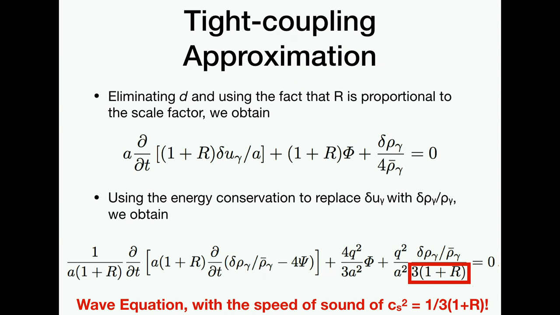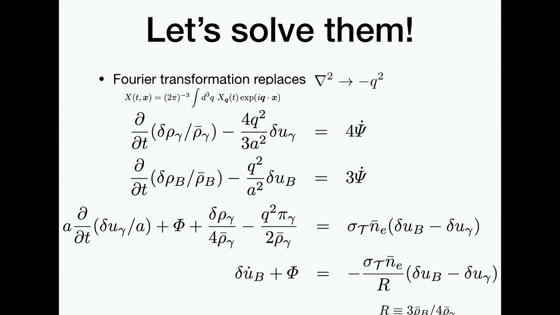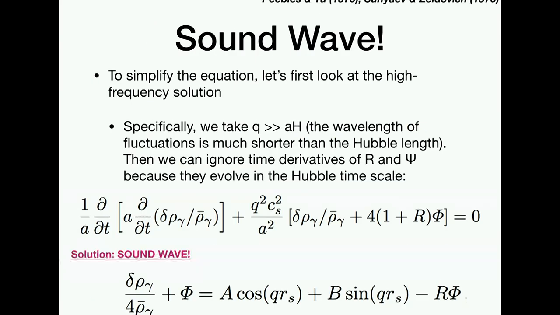Okay? Good. Now I still have velocity here. I'm going to use energy conservation to replace photon velocity with the derivative of the energy density. Ta-da! It's a sound wave equation, okay? Why is that? You have the second time derivative of density. You have a second spatial derivative, it's q squared here, of the density, times sound velocity squared. That's wave equation. It looks a bit complicated simply because you have the A here, here, and there, and you have gravitational potential here, but it's a sound wave.